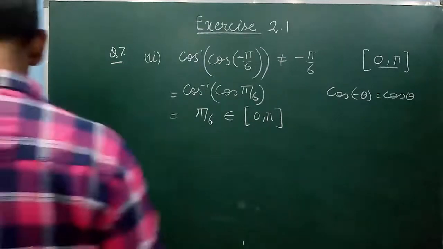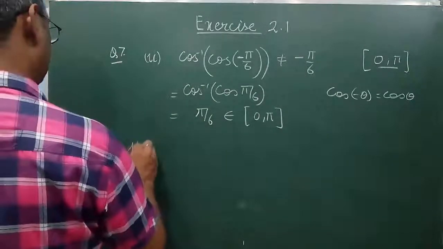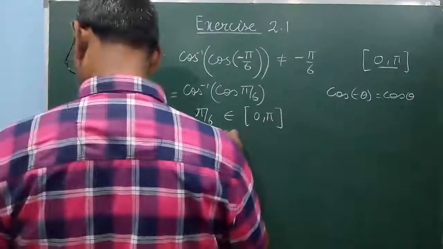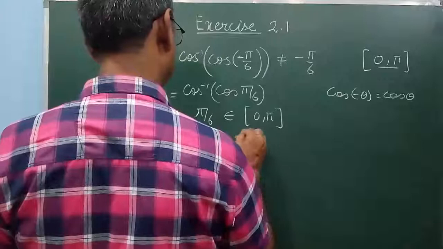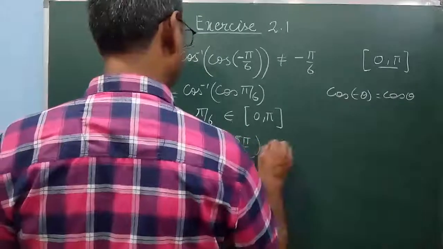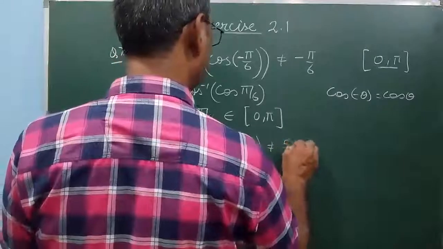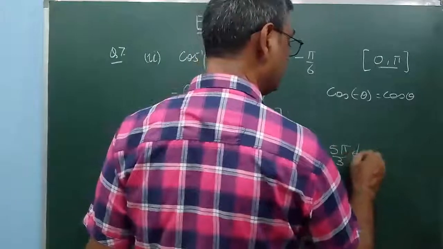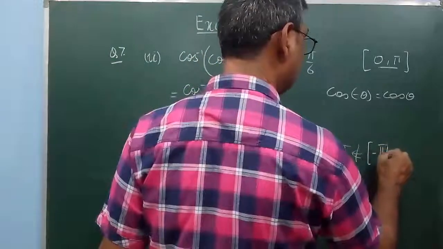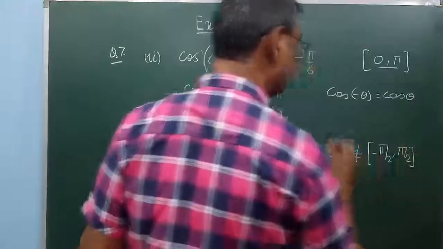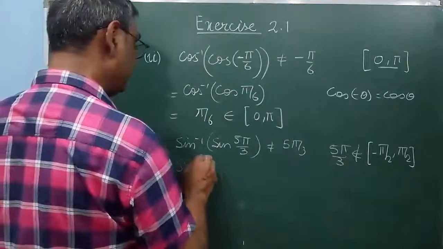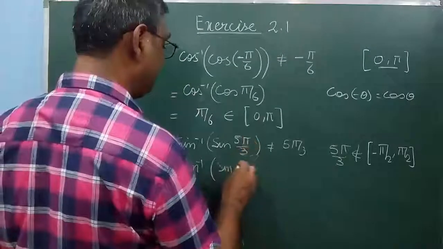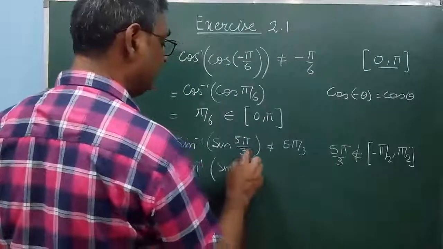Third part, sine inverse sine 5 pi by 3 is not equal to 5 pi by 3. Again, as 5 pi by 3 does not belong to minus pi by 2 to pi by 2, so what should we do here? This will be sine inverse sine 5 pi by 3, pi minus how much?